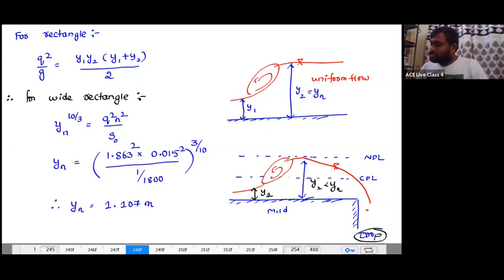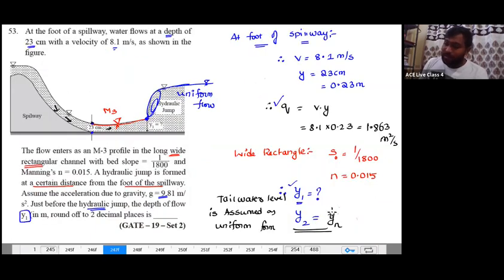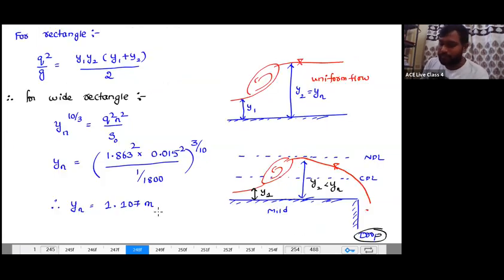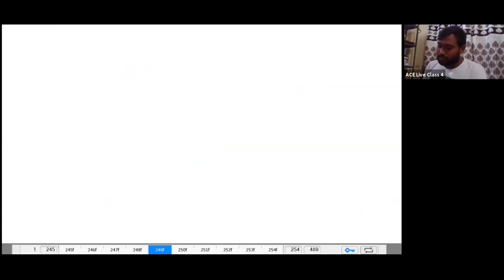Sir, why are you using the GVF formula as we are working on RVF? Arre baba, I want yn. How do I find yn? I am not discussing GVF; I am saying I studied this formula in GVF. So this is the way you have to find yn. So what is y2 now? y2 is equal to yn.